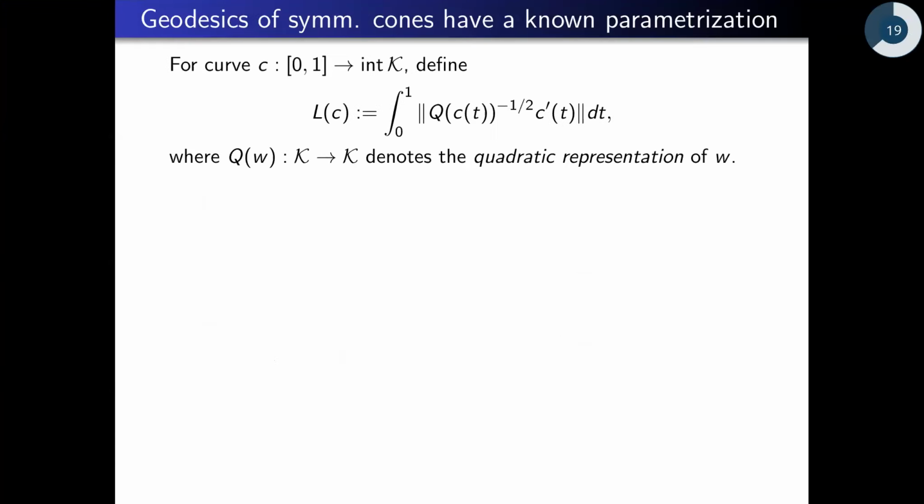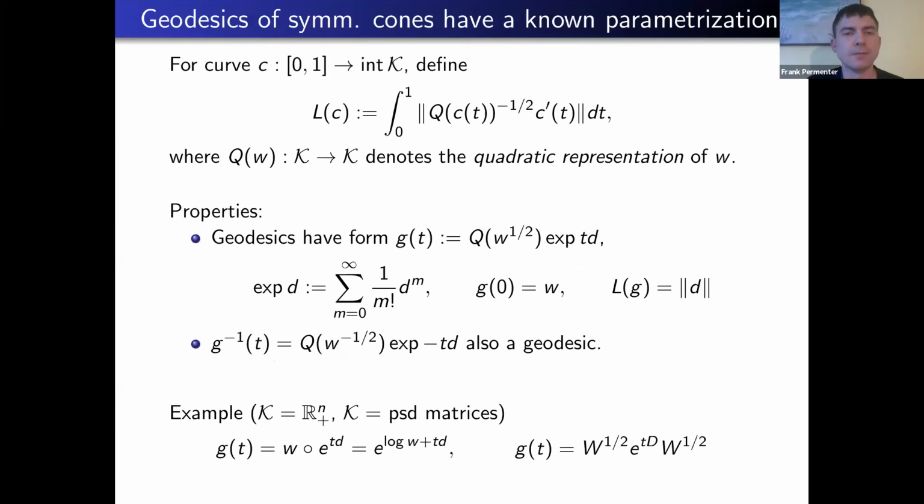Where did it go? Right. So we don't need to actually find geodesics. There's this magical property of symmetric cones in that we have an explicit formula for them. In other words, we have a parametric representation of geodesics. All we need to do is specify a starting point and then specify a direction.